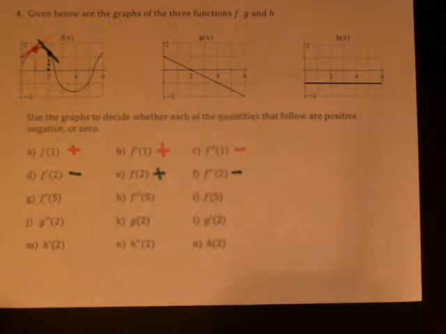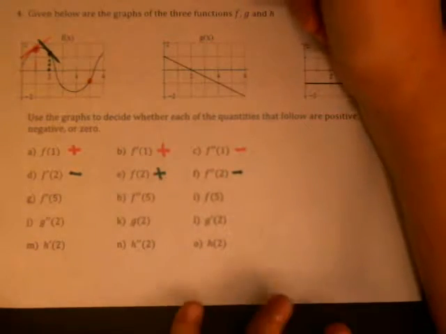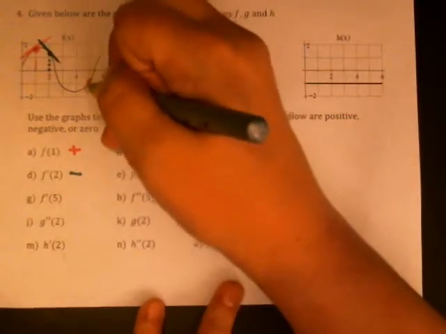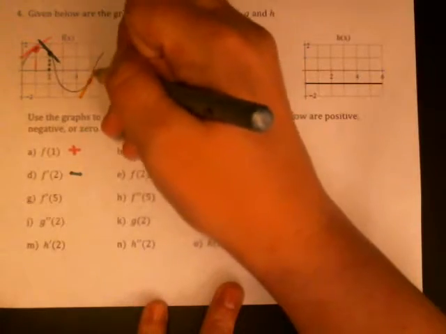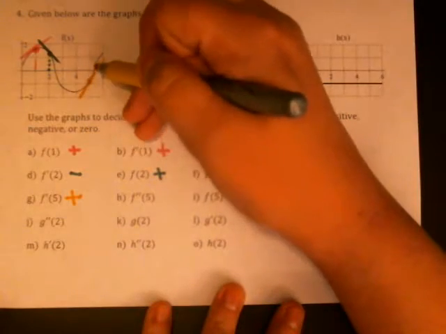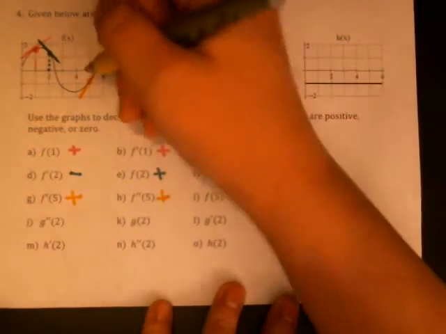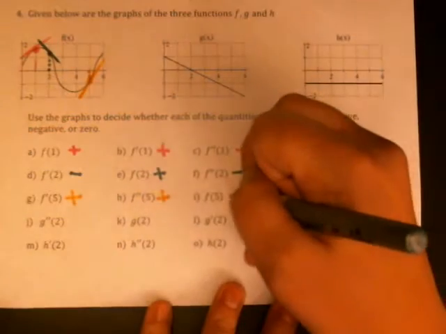Okay, f of 5. Okay, so 5 right here. So we're looking at that point. F prime of 5 is our slope, which appears to be positive. F double prime is our concavity. This is bending up above the tangent line, so that looks positive. And then f of 5 is our y value, which is negative in this one.